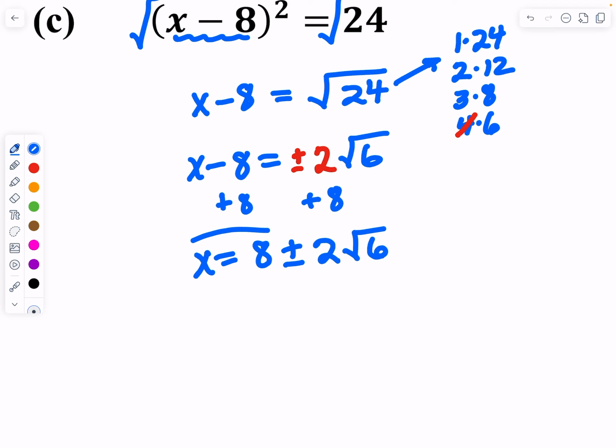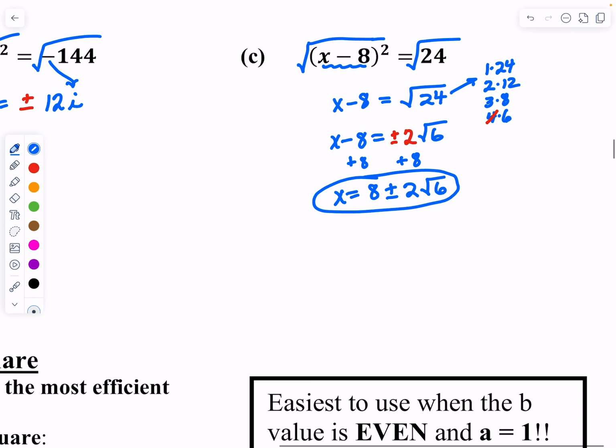All right, so that is C. That's the answer to C. I'm going to create a D. It's going to be the exact same. (x minus 8) squared equals 24.